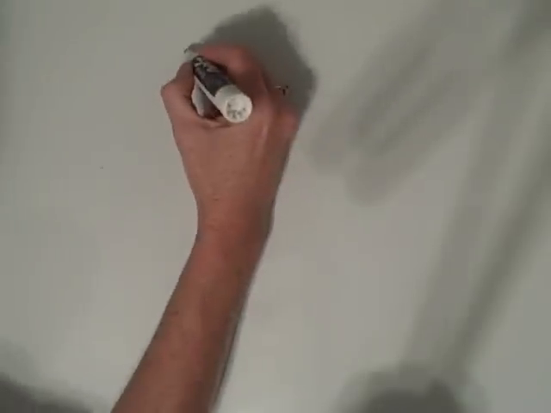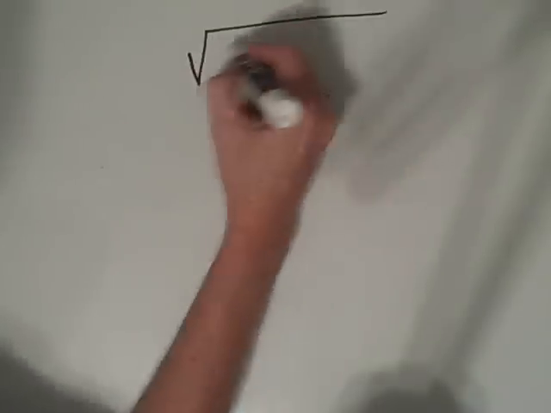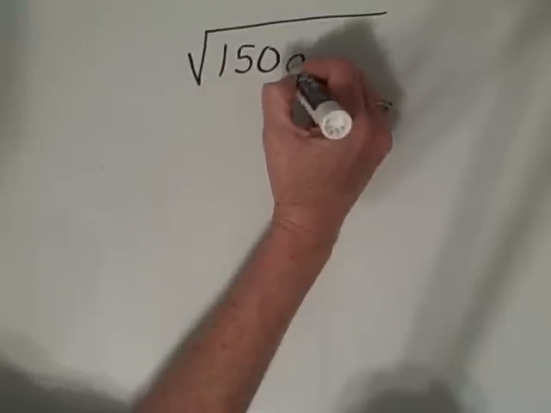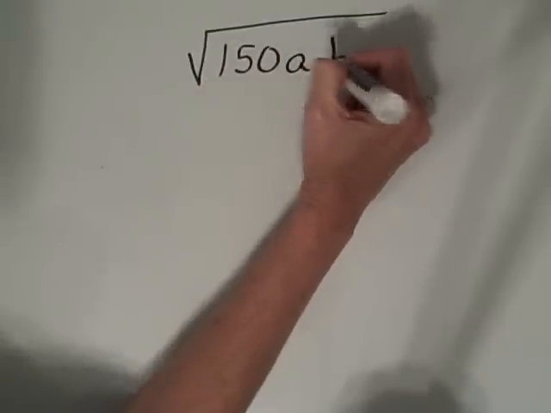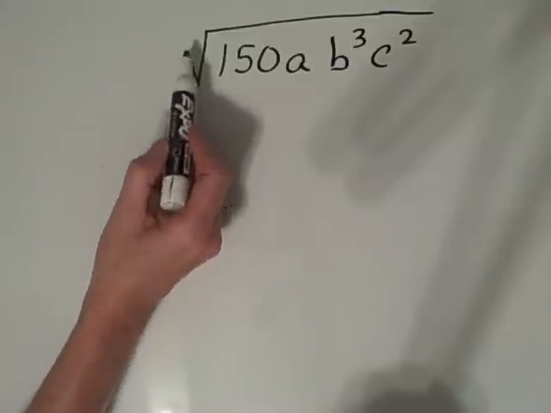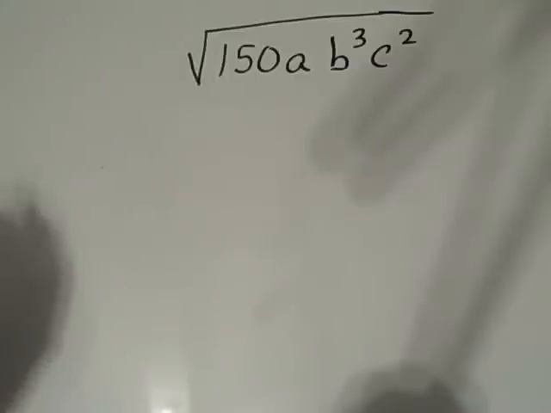Okay, so let's take, for instance, if we had the square root of 150ab^3c^2. Now, this is a square root. There is no number here, but it's understood that it is a square root.